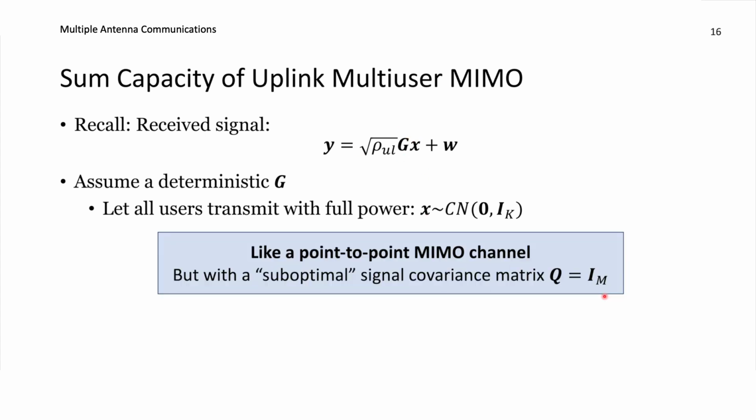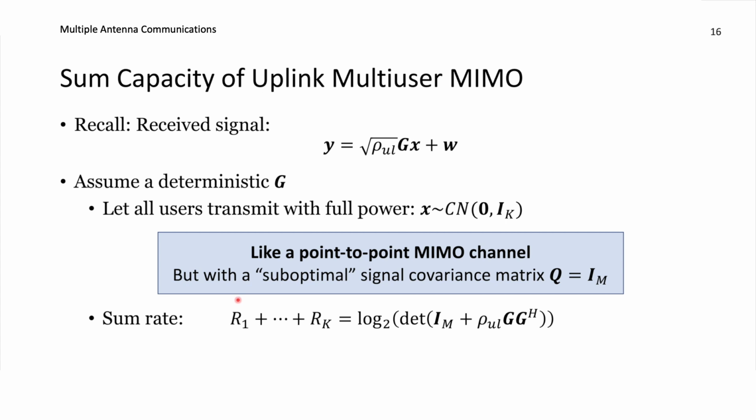Then this is very much like a point-to-point MIMO channel, but with a suboptimal way of selecting the transmission. So we have a signal covariance matrix for X here, which is an identity matrix, which was not the optimal choice. We wanted to select it based on the singular value decomposition of the channel. But in the multi-user MIMO system, we cannot do that because the users are not cooperating. So therefore, it turns out that this is actually the optimal strategy if we would like to maximize the sum capacity.